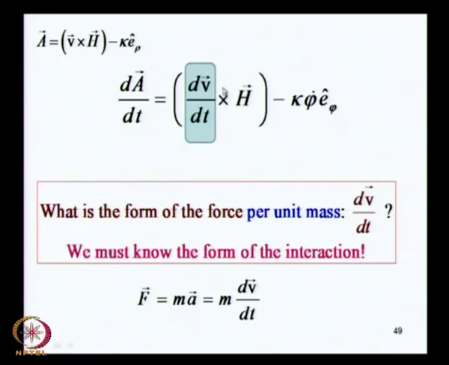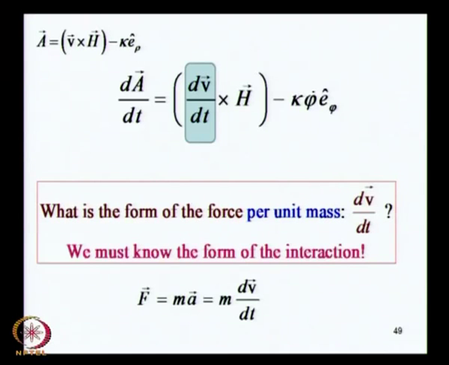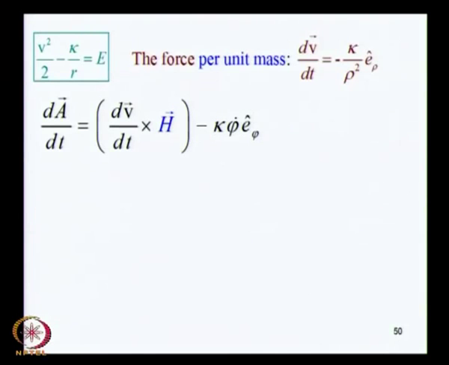So, what we now need is dV by dt, or in other words we need the force and we need the interaction. What is this interaction? This interaction must be plugged in to find what dA by dt is. Unless we know the interaction, we cannot proceed. We must write the explicit value for dV by dt. We need the force.